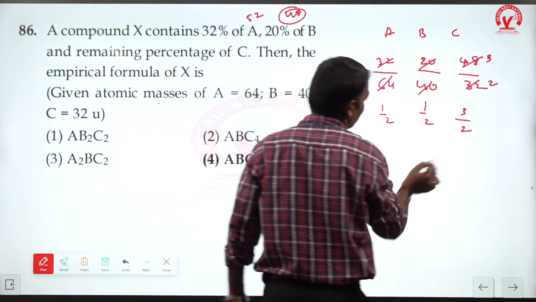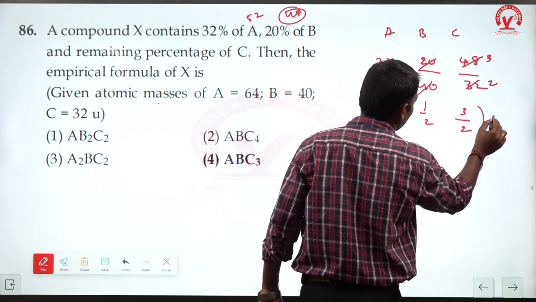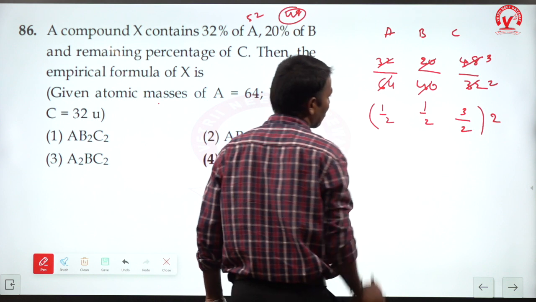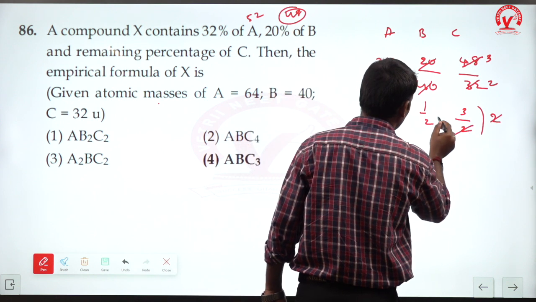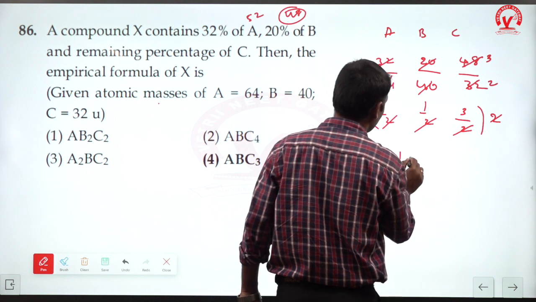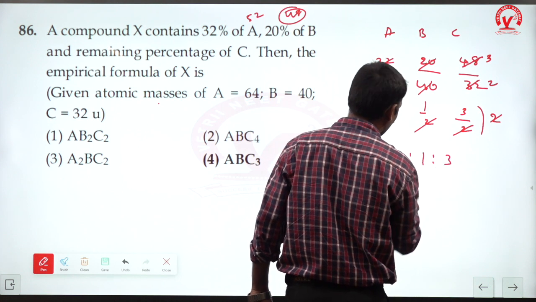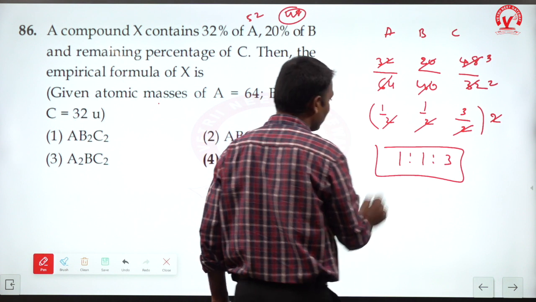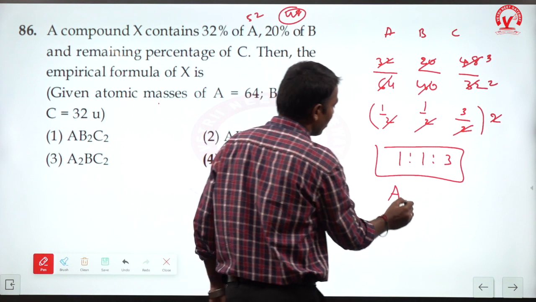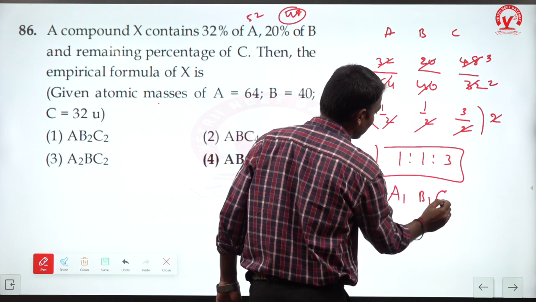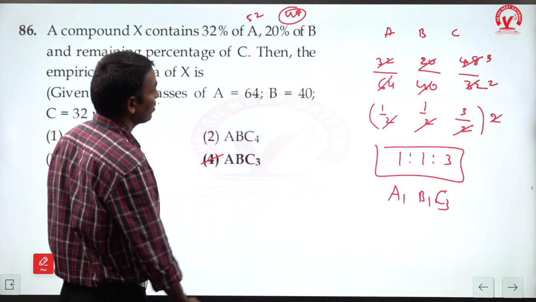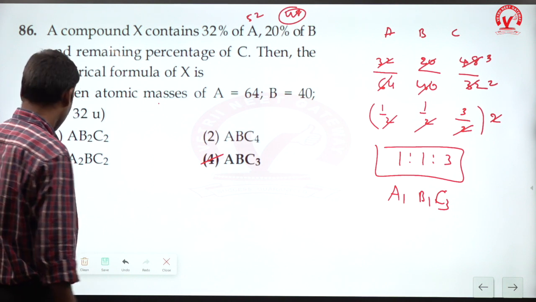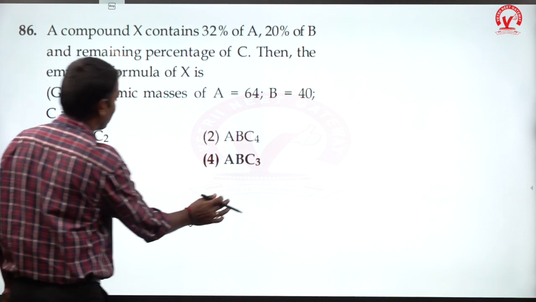So now we can simplify this, multiply with 2, right? Just 1s are 2 1s are, that is 1:3 is the correct answer. That is the empirical formula we have to get. 1:3, that is A1, B1, C3. So that is option 4 is the correct answer, right? For simplify manner, right? Next, go with the next question.